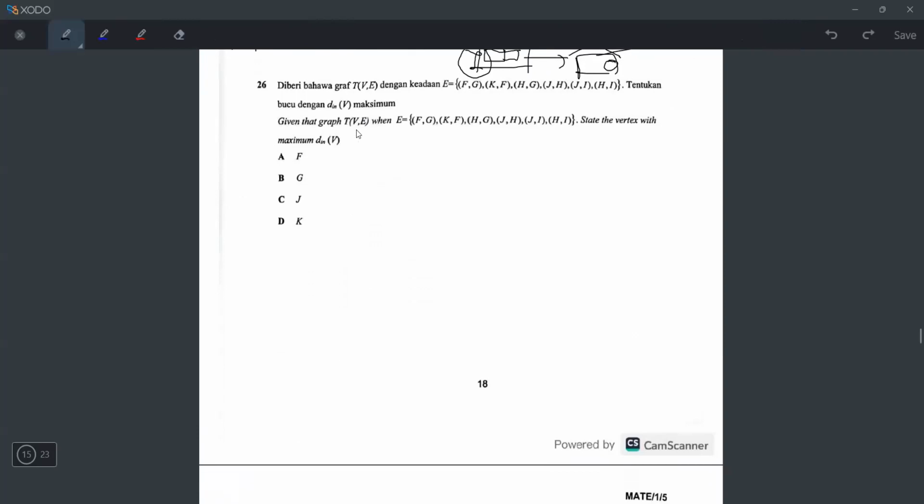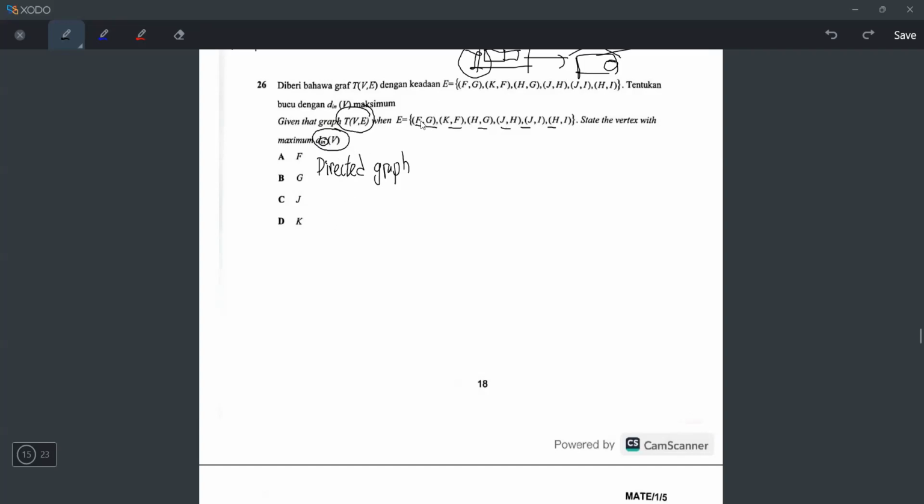Let's go to 26. Given that the graph, okay, so far nothing much. And then E is I think this stands for edges. Okay, and then state the vertex with the maximum. D stands for degree of vertex. But did you see there's an 'in' here? If there's an 'in' here, it means there is direction. It means this is a directed graph. Because if it's not directed, there will not be in and out like that. It will just be degree of vertex. So the moment I see the word degree in, it means automatically this one all got direction.